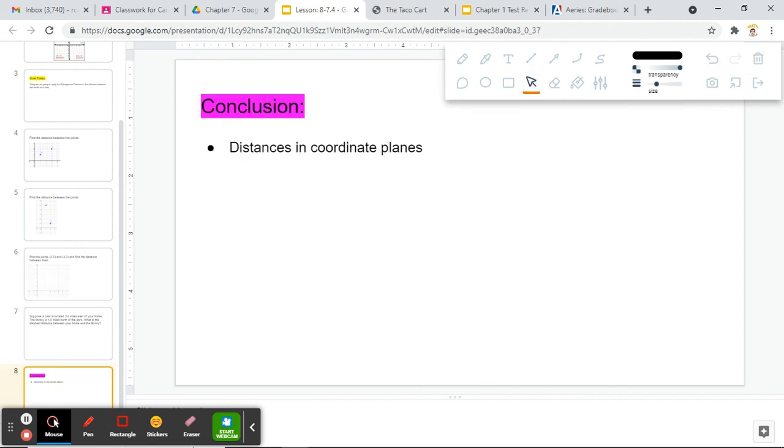All right, class. So in conclusion, today we found distances in the coordinate plane. Make sure you guys are taking notes on this, also writing a 2-sentence conclusion so I can give you a stamp on that notebook.